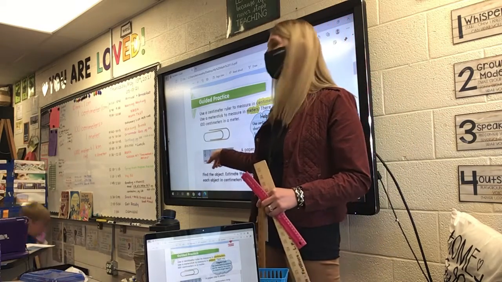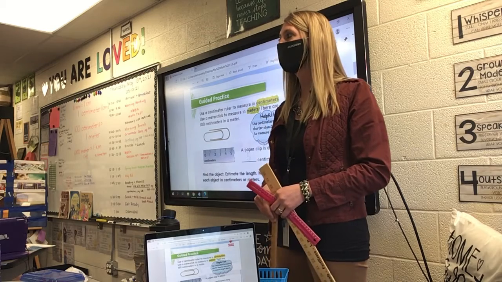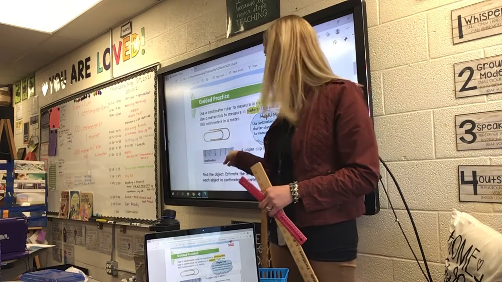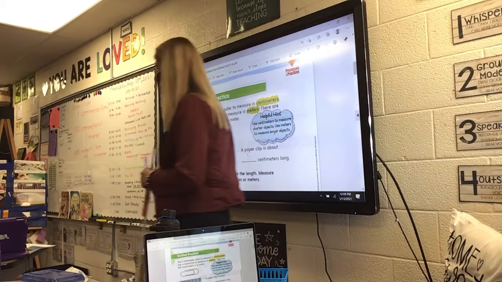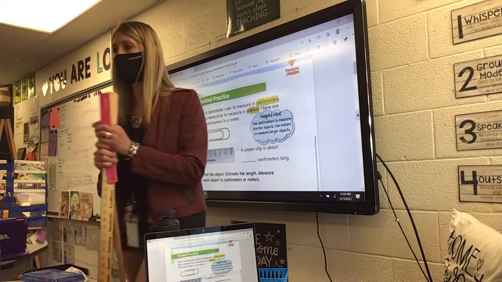If you look here, this paper clip is how many centimeters long? What do you think, Charlotte? 5. So everybody trace that on their paper. 5 centimeters long.